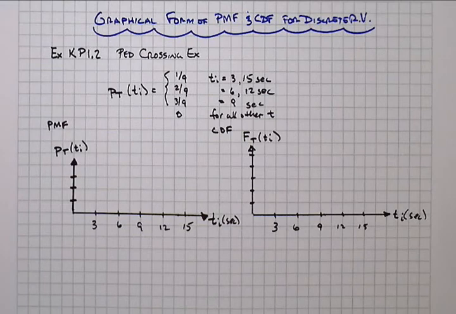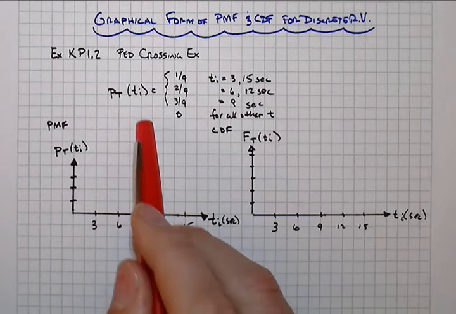The graphical form of our probability mass functions and cumulative distribution functions can often reveal very important information about what's going on with our random variable, particularly in terms of where it might be centered and, in some sense, a measure of spread. So it's always important and valuable to get a visual image of our distribution.